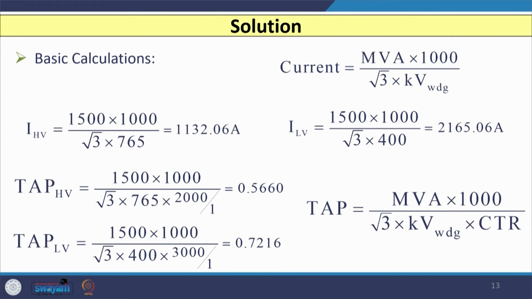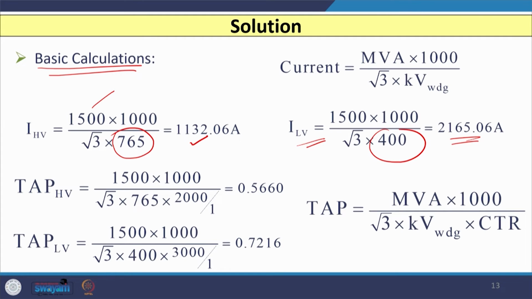Before we go to the first case, let us do some basic calculations. We know that the MVA rating of the transformer is 1500 MVA, and the HV side voltage rating is 765 kV. So, you can easily calculate the full load current on HV side. You have 1500 into 10 raised to 3 divided by root 3 into 765. So, the full load current on HV side comes out to be 1132.06 ampere. In the same way you can also calculate the current on LV side. The only change is the voltage, instead of 765 kV it is 400 kV. So, the current will be 2165.06.